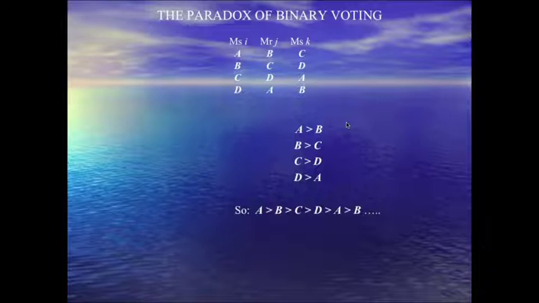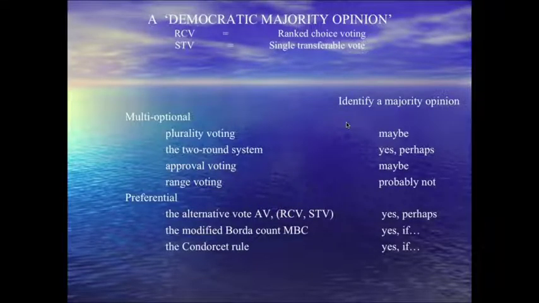So maybe multi-option voting would be a better way of doing things. And as we said, there are quite a few ways of doing things. A plurality vote, that's not very good, because it might only give you the option with the largest minority. It might not be a majority at all. But the two-round system, oh yeah, that definitely gives you a majority opinion. Whether it's the right majority opinion or not is debatable, but never mind. But it's definitely a majority opinion.